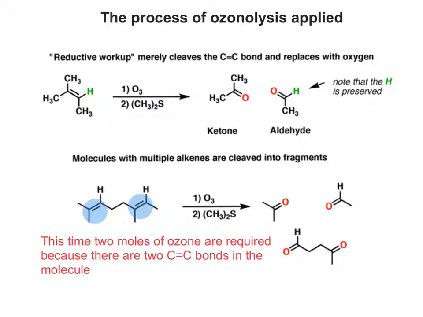So again, if we start with the two C=C double bonds, but this time, if we split them into two sides, we've got this side and we have this side. So hopefully you can see where the ozonolysis is applied in each case.